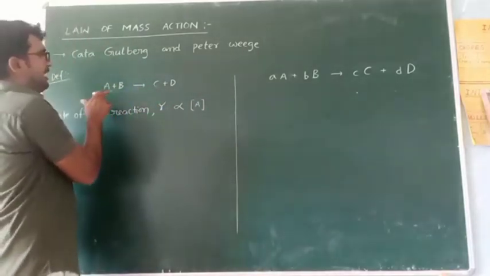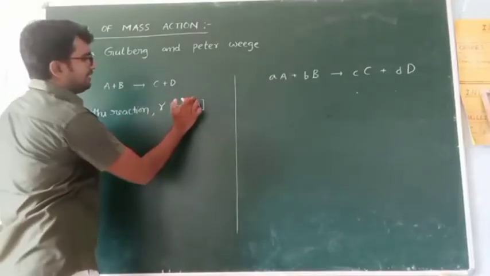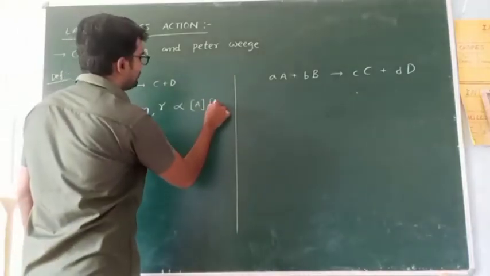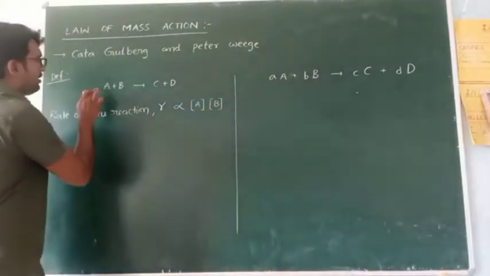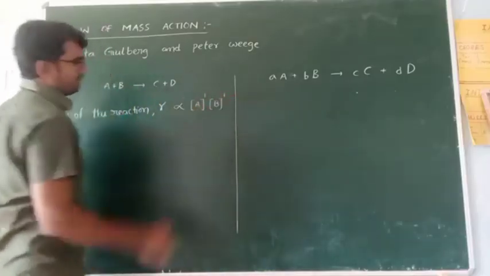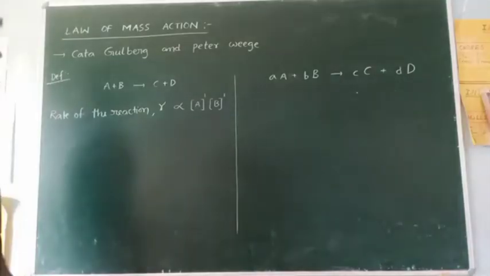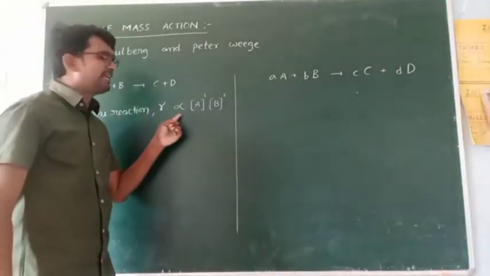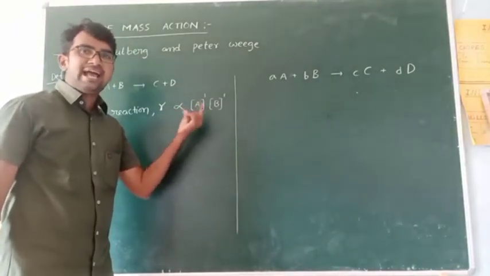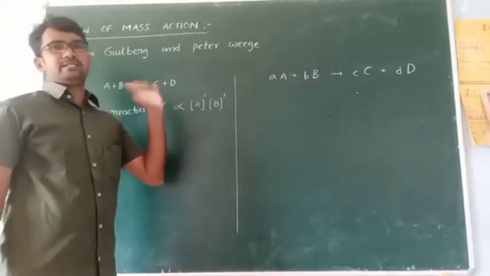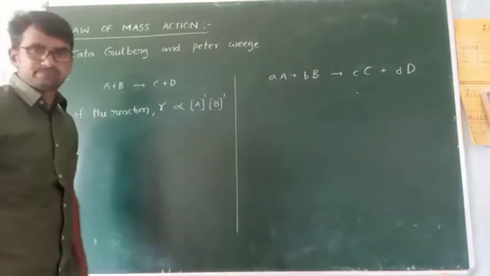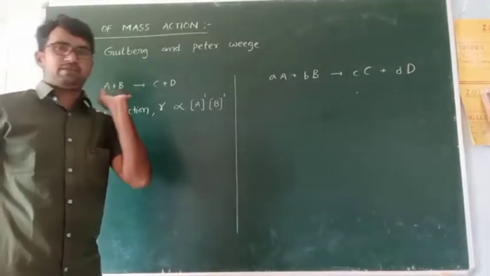Two reactants are there, one is A, another is B. So write the concentration of A. This bracket indicates concentration. So concentration of A times concentration of B. And write how many moles are there? Only 1, so write power 1. How many moles of B? Power 1. This is the law of mass action. The rate of the reaction is directly proportional to the product of the concentrations of the reactants with their coefficients. That is the definition of the law of mass action. But the condition is constant temperature.